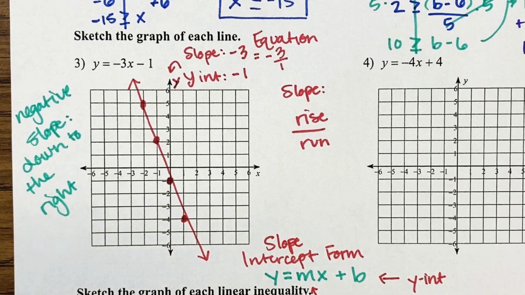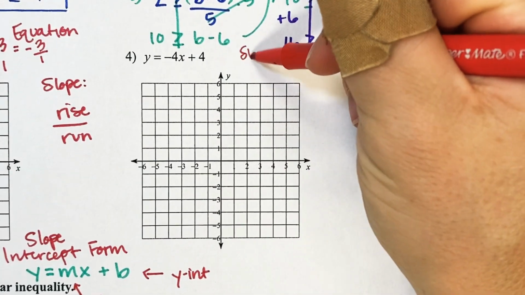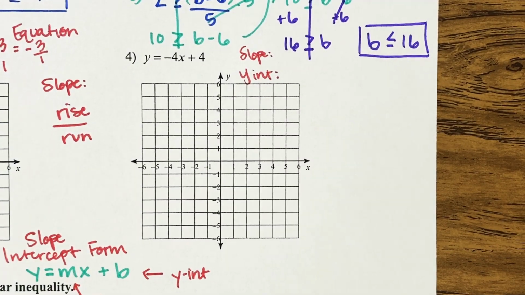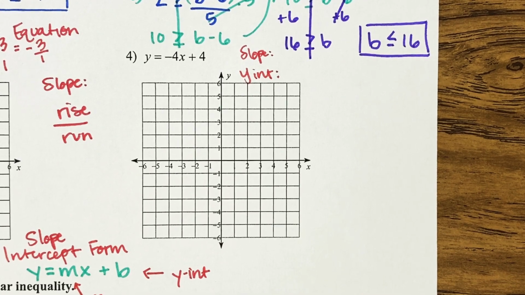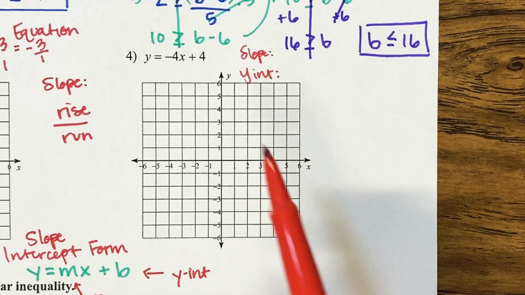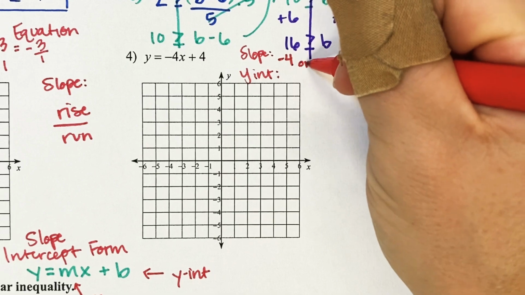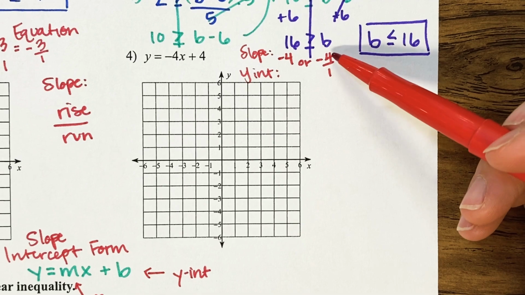Now let's look at number 4. The first things we want to identify in number 4 is what is our slope, and what is our y-intercept? Our slope is the number that is right in front of your x. So what is our slope for number 4? The number that's right in front of the x. -4, or you can rewrite it as -4/1, if you like seeing it as that rise over run.